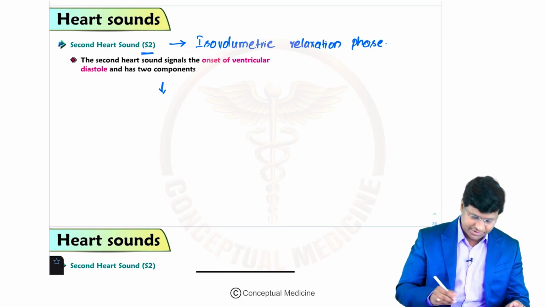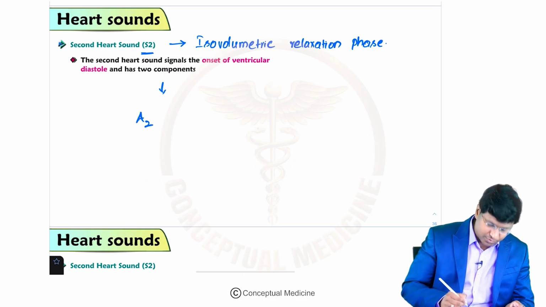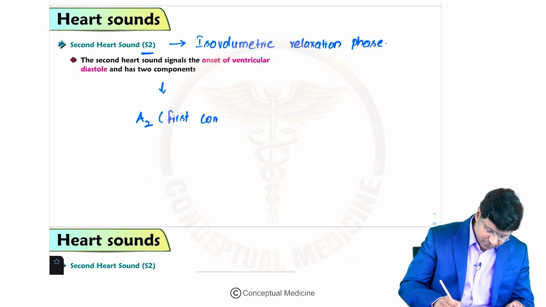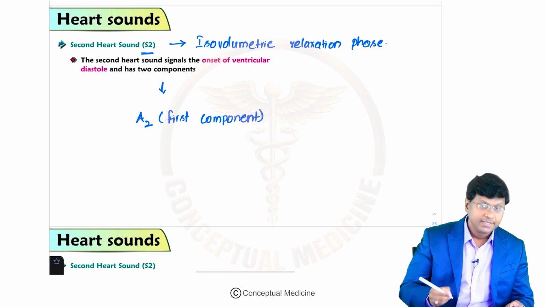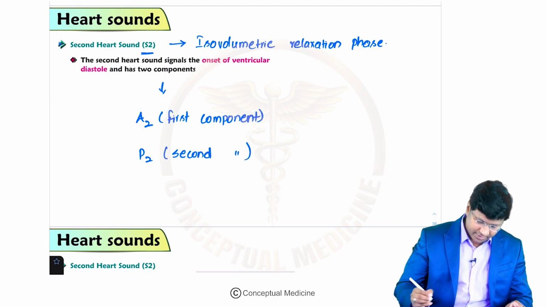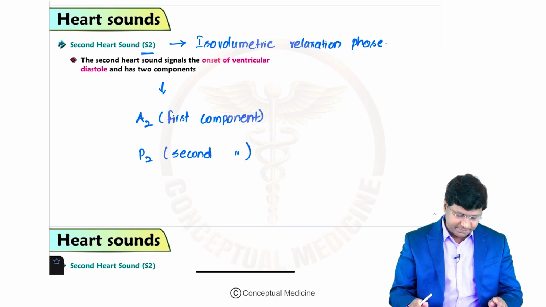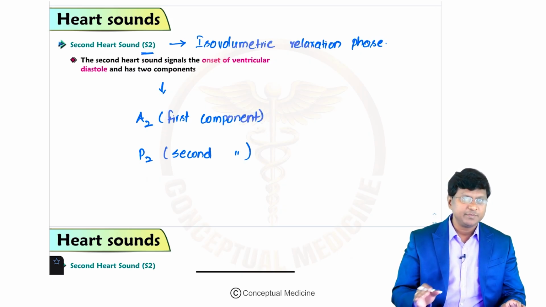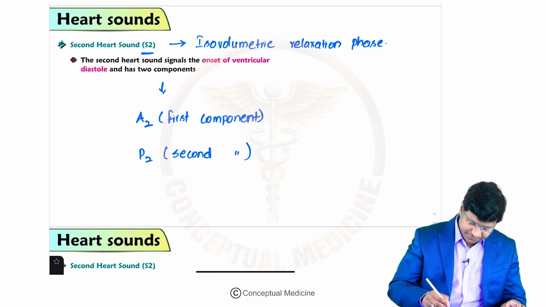It has two components: the A2, which is the first component, then the P2, the second component. Right? A2 first component and then P2 the second component. Now let me explain the mechanism of the A2 as well as the P2.